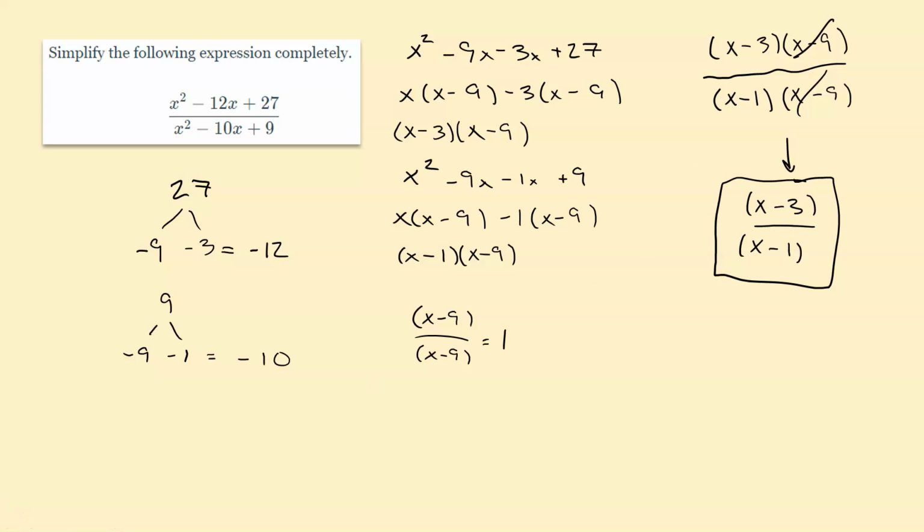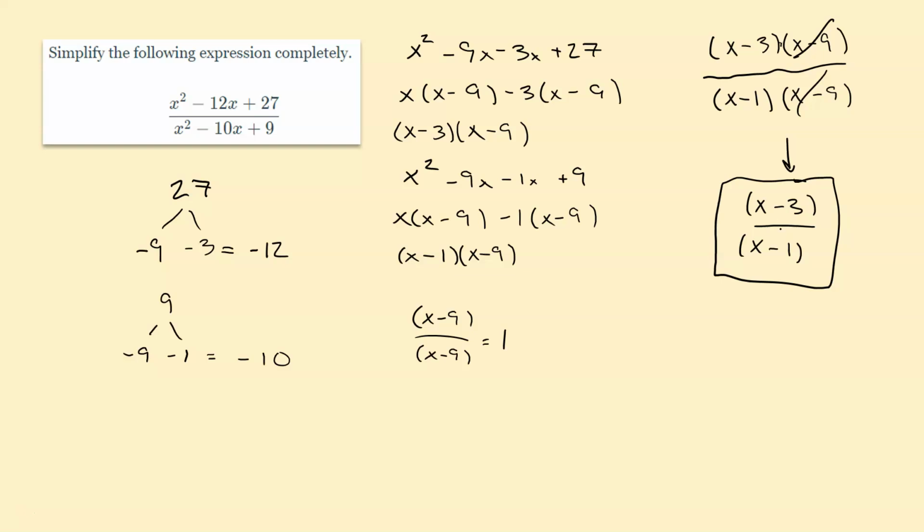Now it's important to note you can only cancel factors like this. They have to be attached by multiplication in order to cancel these. The reason is we have opposite operations when they're attached by multiplication: because we're multiplying by x minus 9, we're also dividing by x minus 9. And multiplication and division are opposite operations.